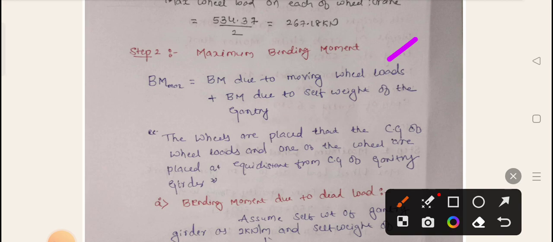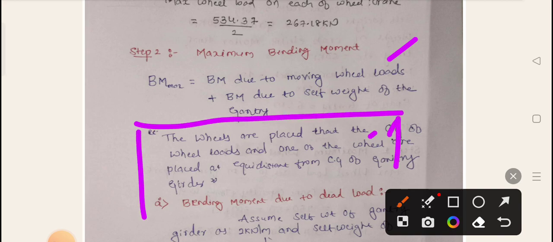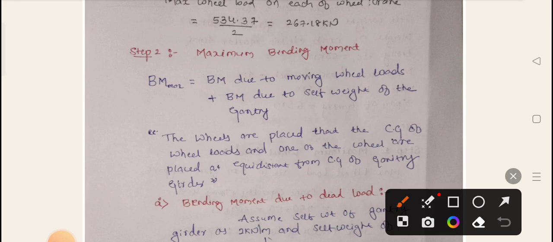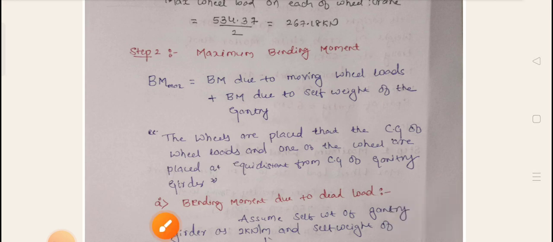One more thing you have to remember: the wheel loads have to be placed in such a way that the CG of that span and the CG of the wheel should match. This is the thing you should remember. It is also written: the wheels are placed in such a way that the CG of the wheel loads and one of the wheels are placed at equidistance from the CG of the gantry girder.